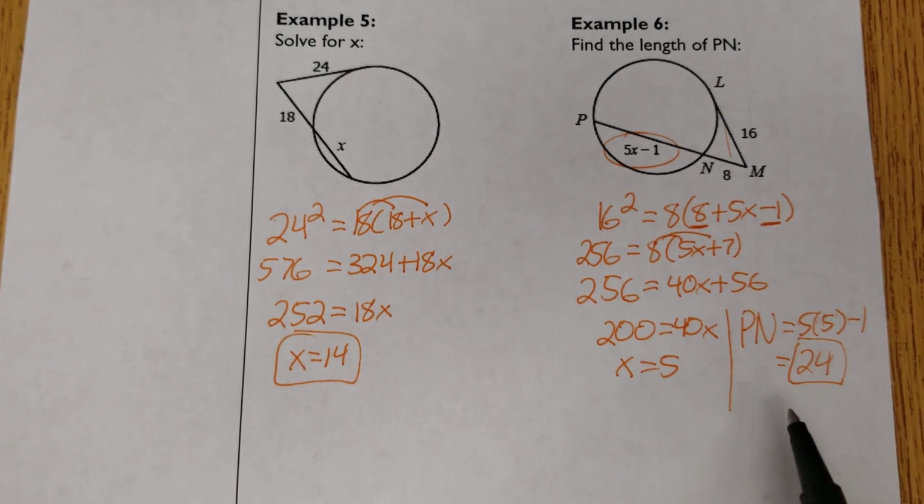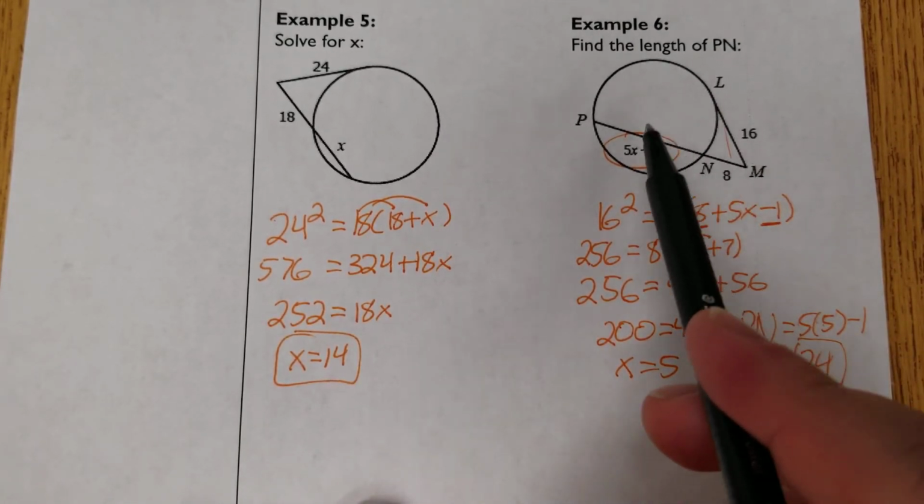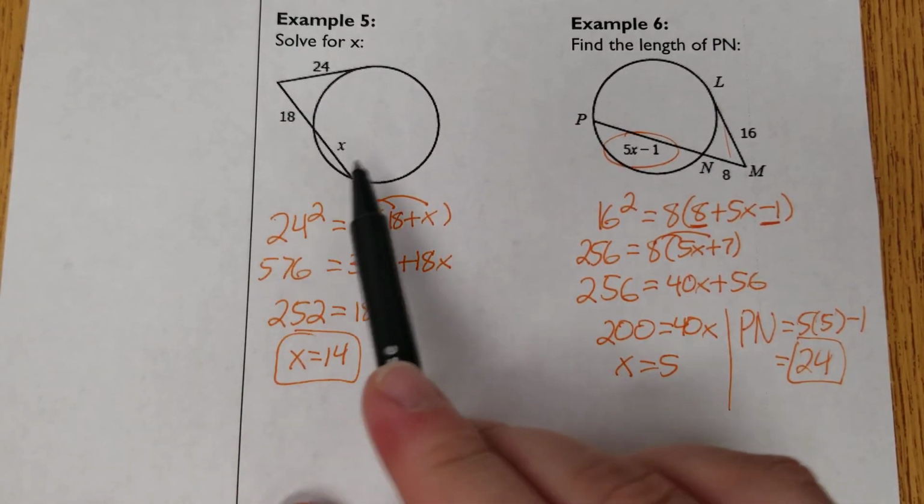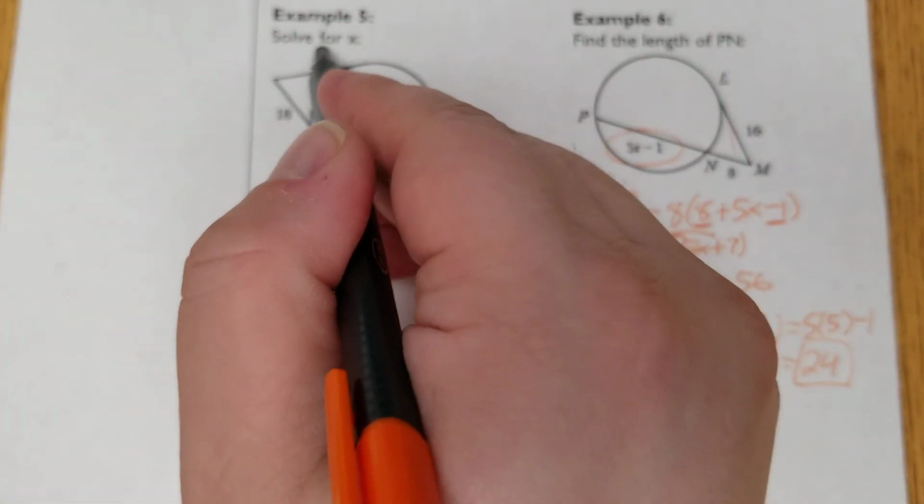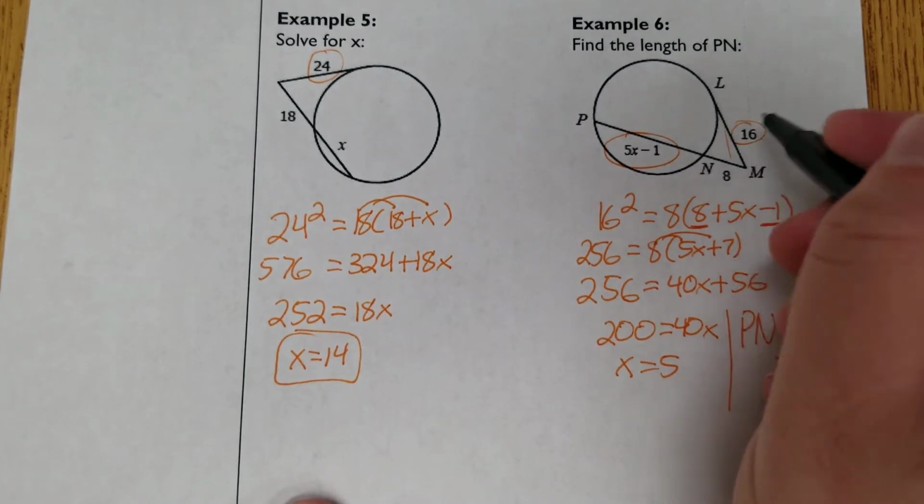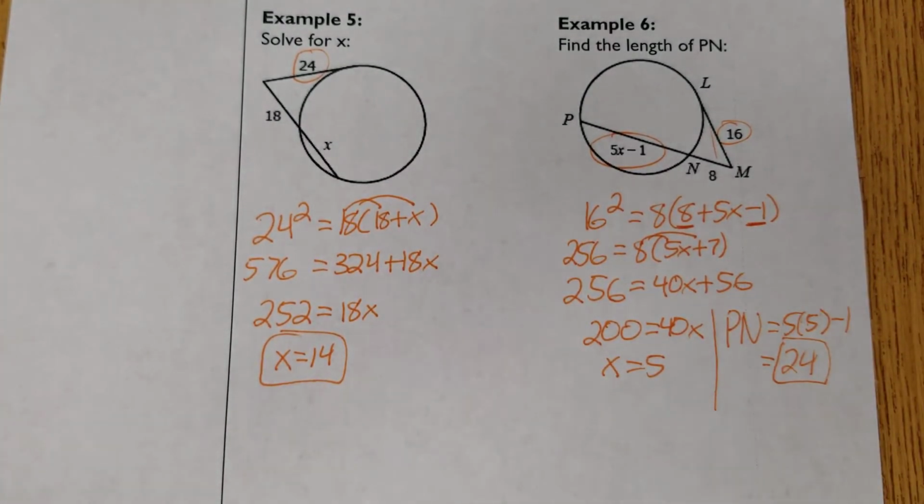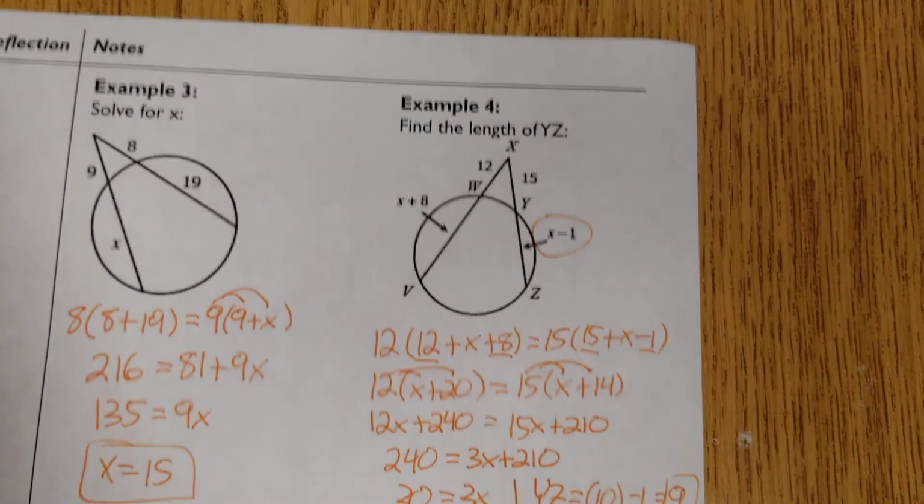Now there's only one more example to go over, and it's a variation on this tangent one. You'll notice in both example 5 and example 6, the tangent portion is just a number, 24 in this one, 16 in this one. What if the tangent part had your variable in it? And that's the last thing to go over here.